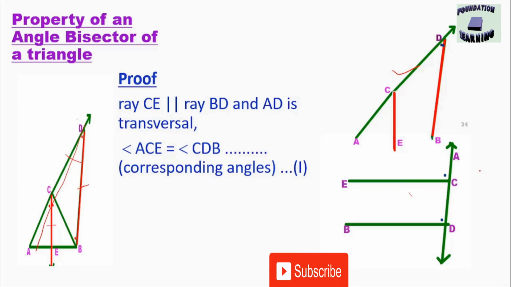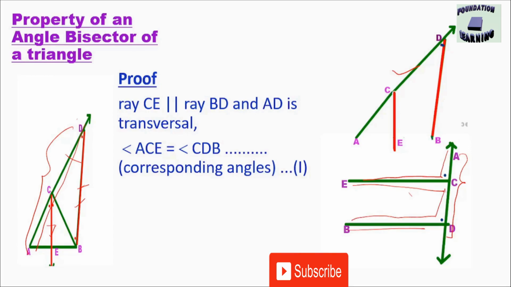So what are the parallel lines? The parallel lines are EC and BD. We have them here, the red lines as the parallel lines, and then the straight line here is the transversal which I have drawn. Now angle ACE is equal to angle CDB. Why is it equal?